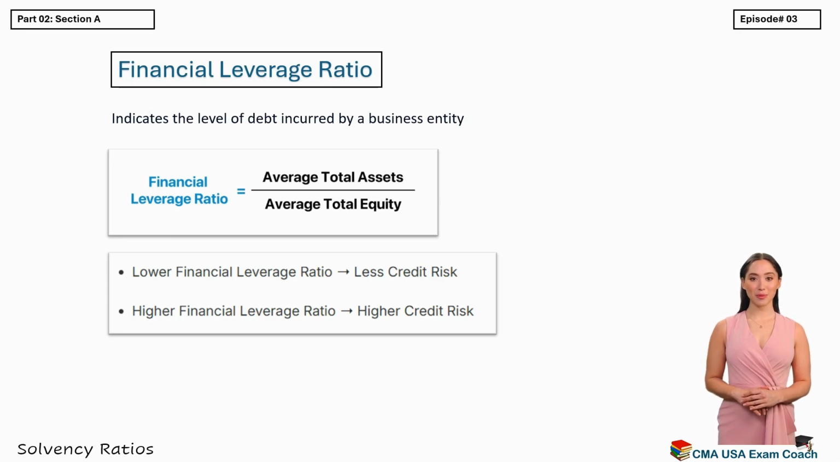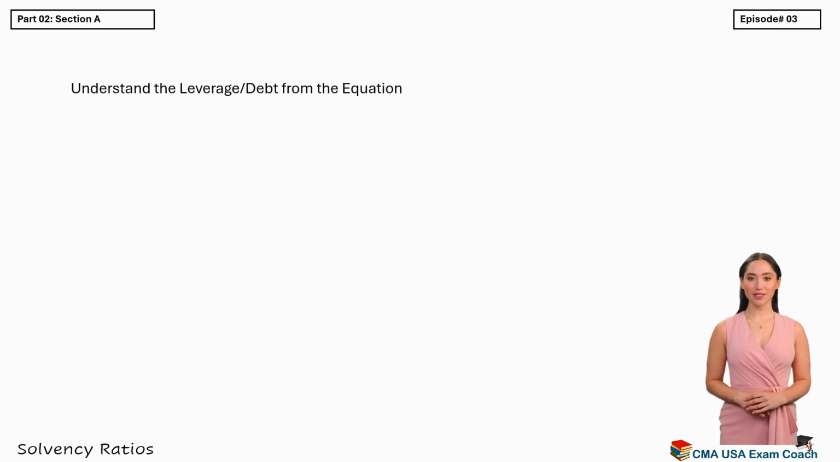Why is this ratio important? For businesses, it helps in evaluating financial risk and making strategic decisions about debt financing. For investors, it assists in assessing a company's financial health and risk level before investing. For lenders and creditors, it helps determine the company's ability to repay loans and manage financial stability. Understanding the financial leverage ratio is crucial for assessing a company's financial structure and risk exposure.